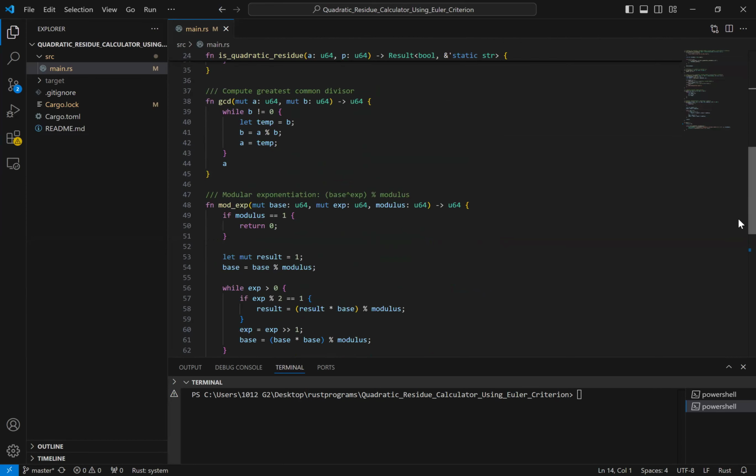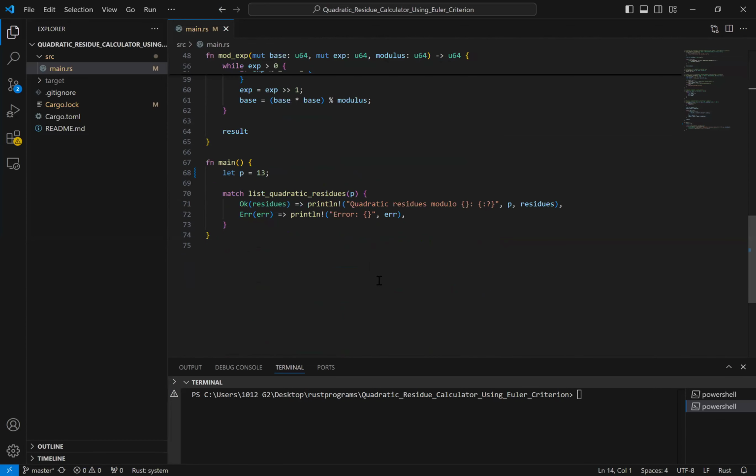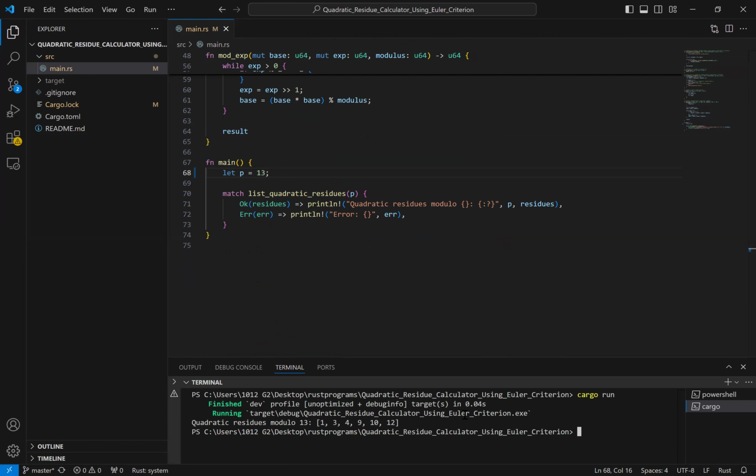Now, my main function is here, and I put 13 to be my p. I want it to give me all the quadratic residues mod 13. In other words, give me all the numbers that have square roots mod 13. When I run the code, it tells me that these are the numbers. The only number that is not here is 0.